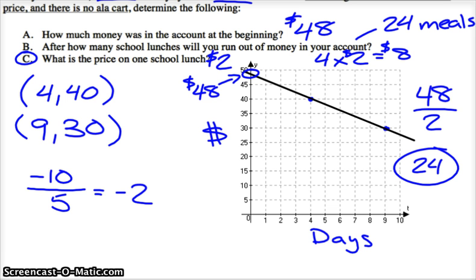And remember and notice here that every single one of my answers does have a unit. It's a story problem. There's a context here. So how much money was in the account? We have $48. After how many school lunches? We have 24 meals or 24 lunches. And then what is the price? It's $2 per meal.